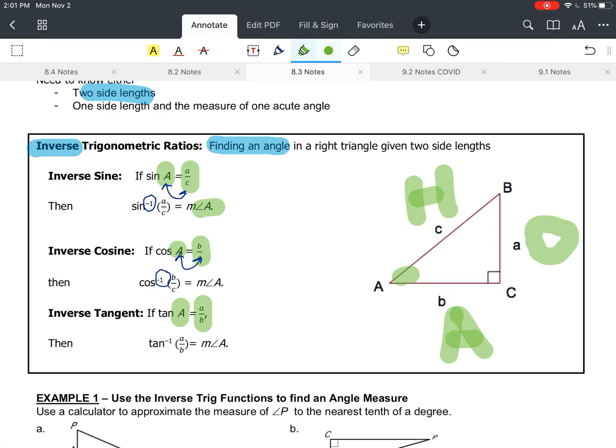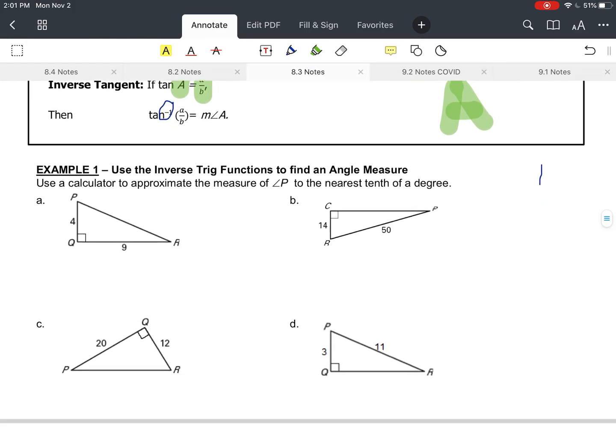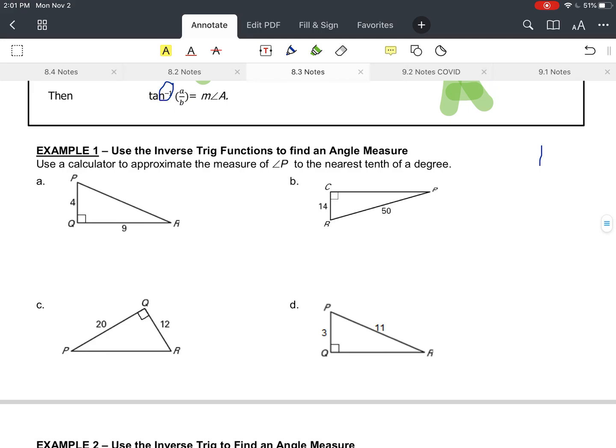You could also use tangent. Again, you have angle A. Tangent of A equals your side ratio of opposite over adjacent. You can switch them and put in tangent inverse. That's what that -1 means. It means inverse. And you get A over B equals the measure of angle A. So let's do some examples and you'll see how to find it in your calculator.